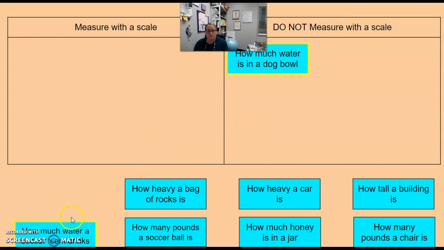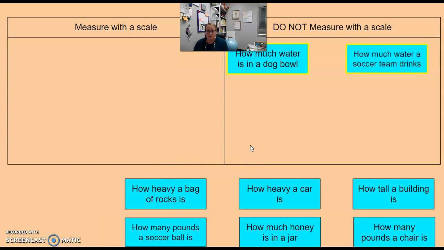All right, what about how much water a soccer team drinks? So my son plays soccer, I have to buy the water. Am I going to measure that with a scale or not measure it with a scale? That's right, I'm not going to measure that with a scale. Just because they're thirsty doesn't mean I'm going to put them on the scale. All right, what about this? How heavy a bag of rocks is? If I want to know how heavy a bag of rocks is, am I going to use a scale or not use a scale? That's right, I'm going to use a scale.